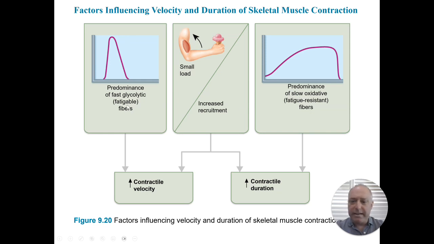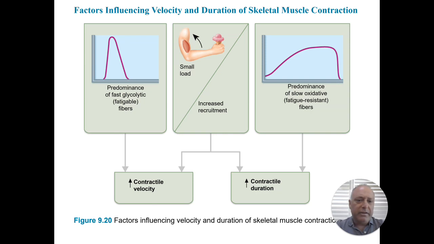So fast glycolytic fibers are going to fatigue very rapidly, but they're going to produce the greatest force in the shortest distance of time. The slow oxidative fibers, remember, you're going to your mitochondria, you're producing your 32 ATP.